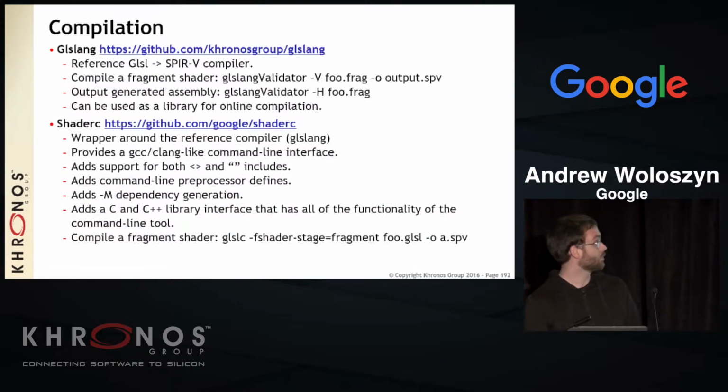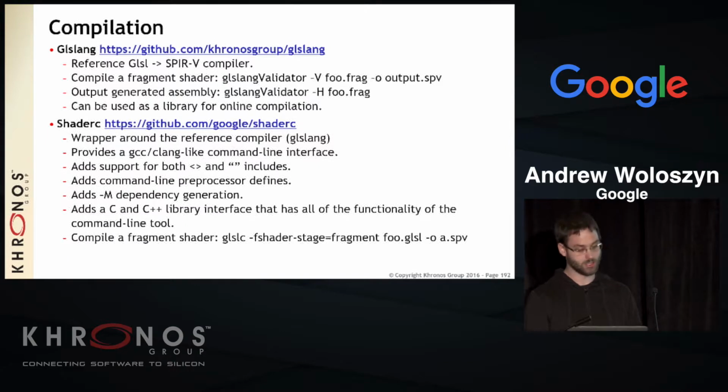So I don't have any pretty pictures because these are compilers. But on the compilation side, there are 2 tools that are fairly well supported. The first one is the Khronos tool. It's the reference compiler, glslang. It has syntax that you can see there. It can be used as a library or for online compilation, or it can be used as a standalone executable.